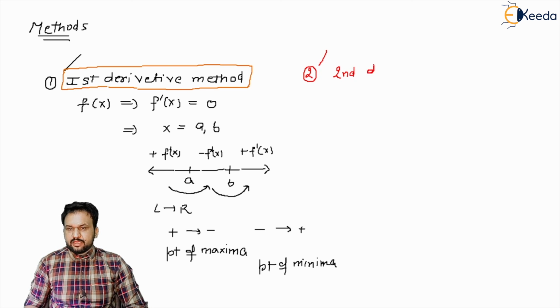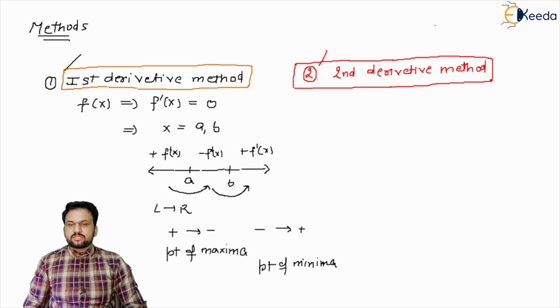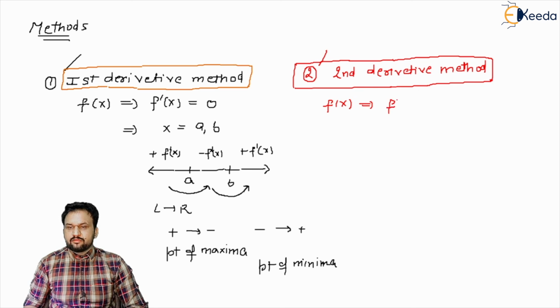Okay, now the second is the second order derivative method. What is the second derivative method? First of all we have some function and we calculate the first derivative, f'(x), and we set this equal to 0. So when you put f'(x) equal to 0, you get values of x, which will be a or b, just as an example. After that, you find the double derivative of this function, and we substitute the value of x, like x = a or x = b, and check.